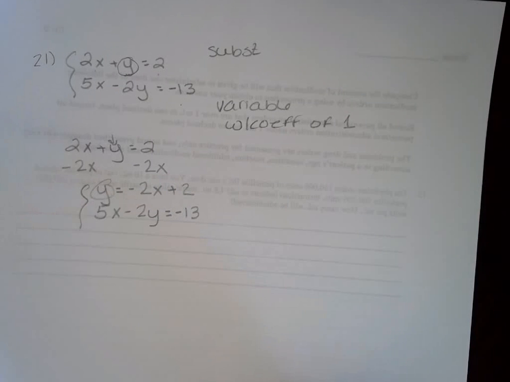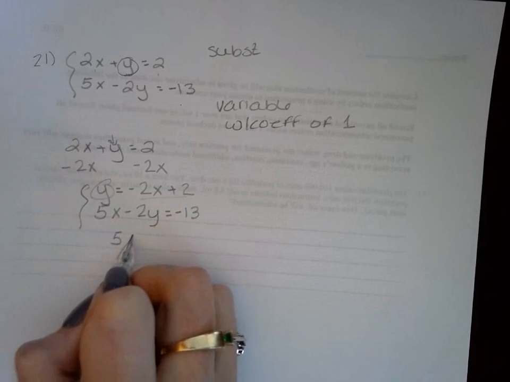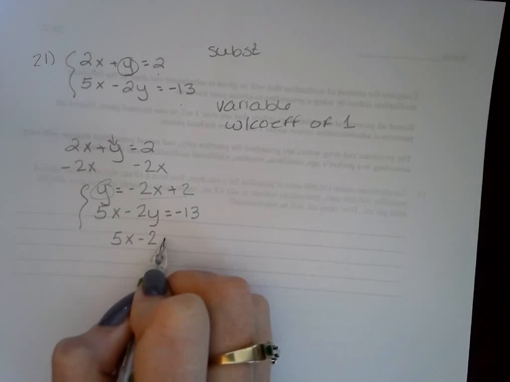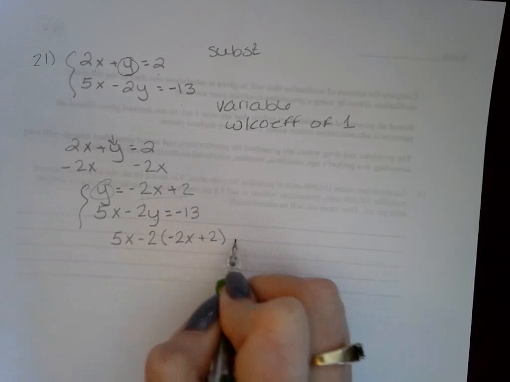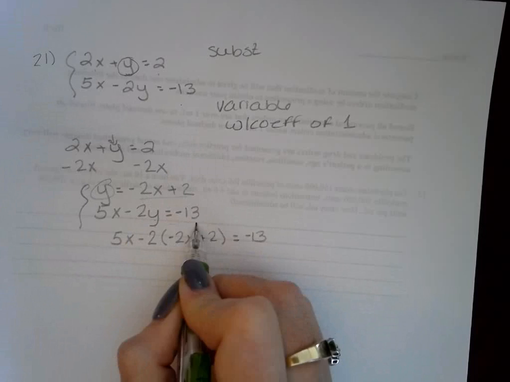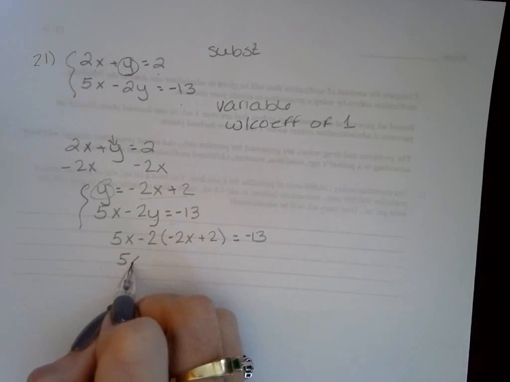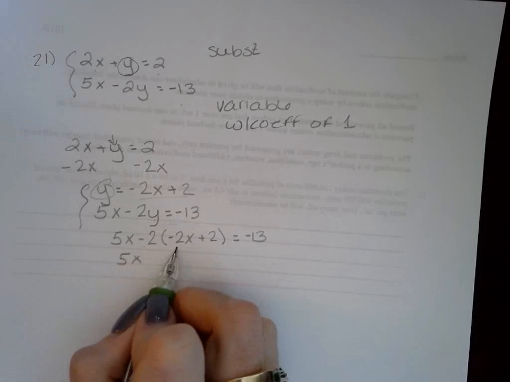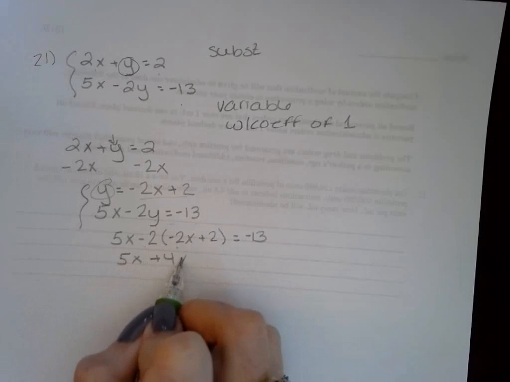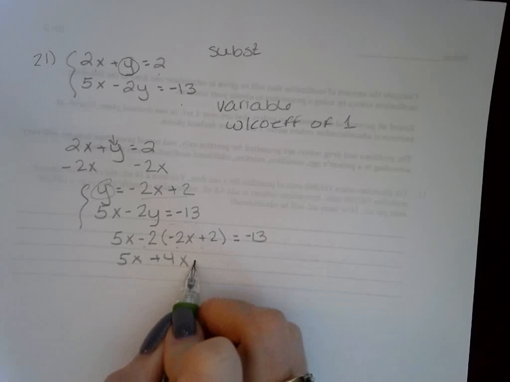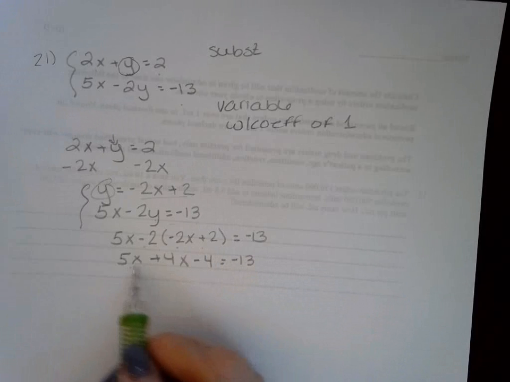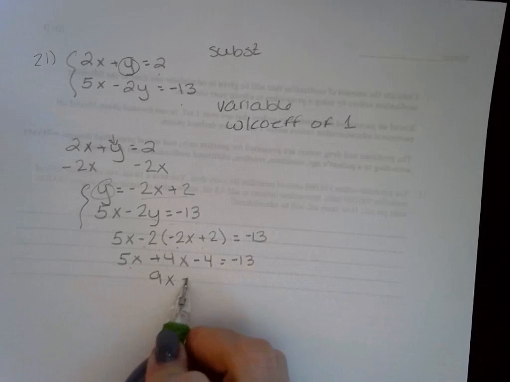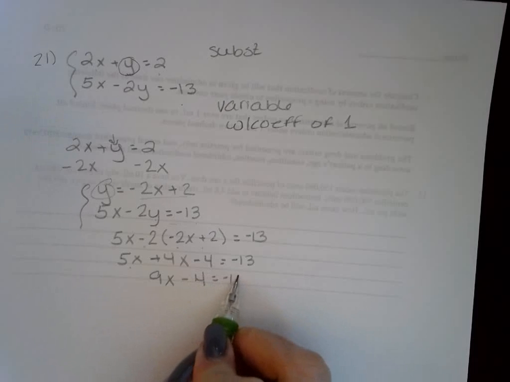So now we can very easily use substitution, substituting this equation in for y. So 5x minus 2 times y, which is -2x plus 2, equal to -13, comes from here. Distribute. -2 times -2x is a positive 4x. -2 times 2 is a -4, is equal to -13.